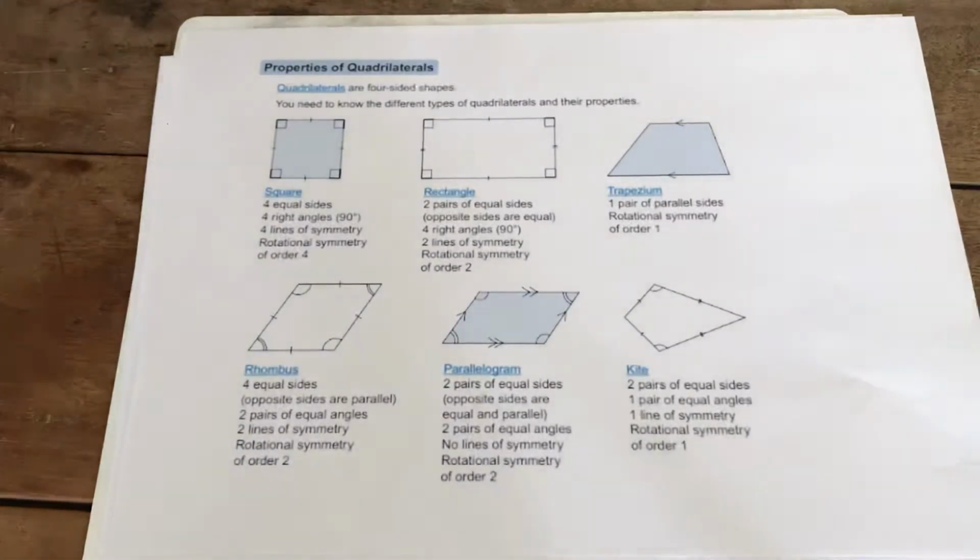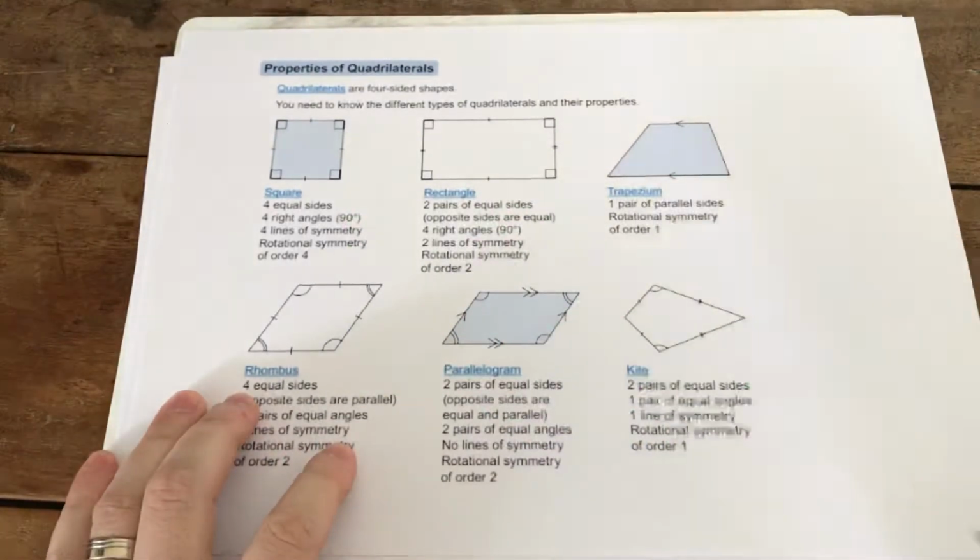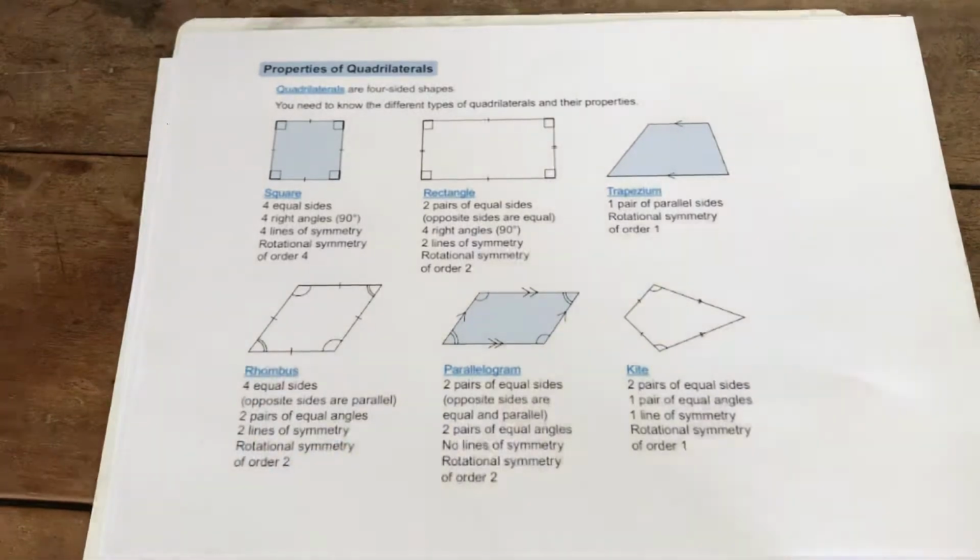So, this Knowledge Organiser focuses on properties of quadrilaterals. This is all information that you need to know to help you identify the names of different types of quadrilaterals and their properties. So I'm going to just talk you through each shape and their properties.